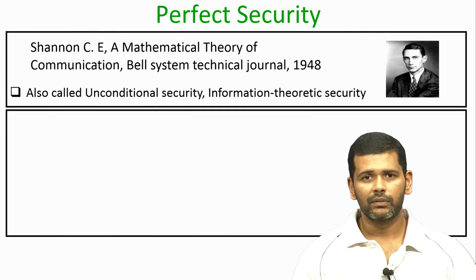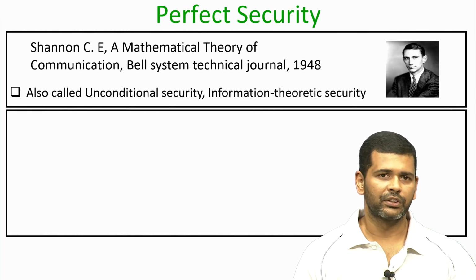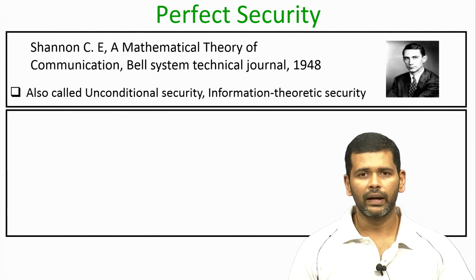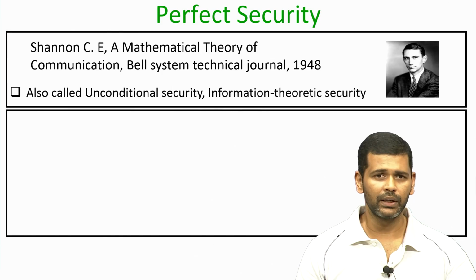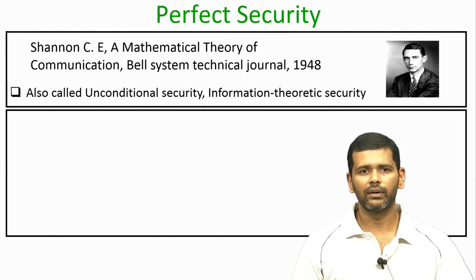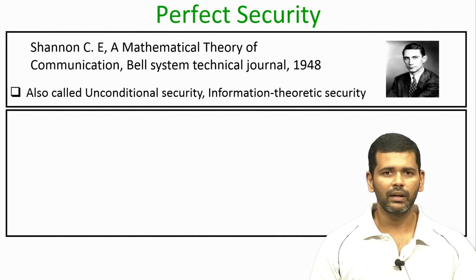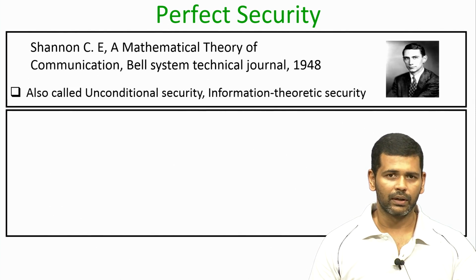The definition of perfect security was given by Claude Shannon in his classical work in 1948, and Shannon is often considered the father of information theory. This notion of security is also called unconditional security and information theoretic security.